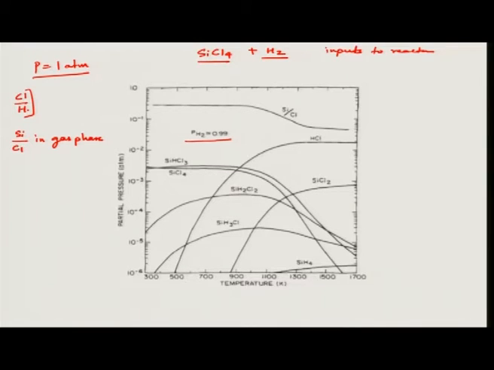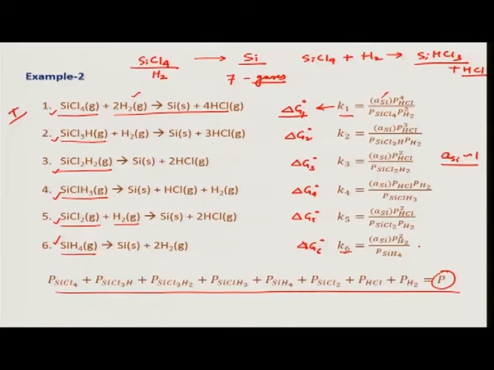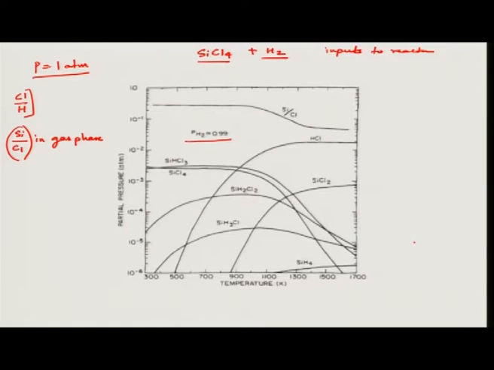Silicon, however, will be in the gas phase as different gases, but also will be in the solid phase as a thin film. So, from the partial pressures of the gases, we can calculate the silicon to chlorine ratio in the gas phase after we go through these calculations. Then we can judge what is happening inside the reactor.